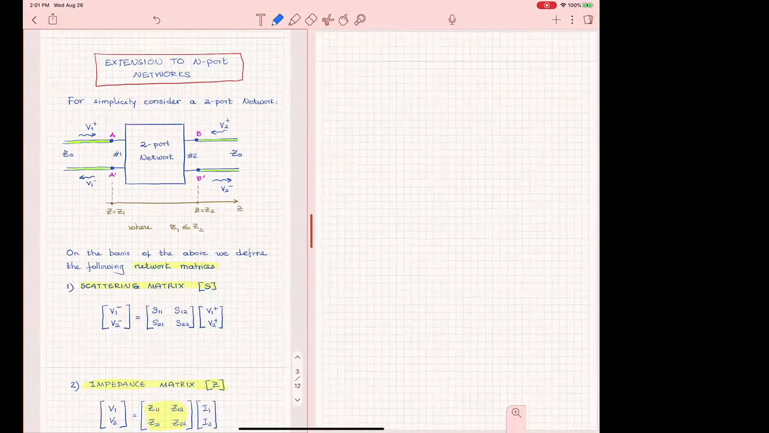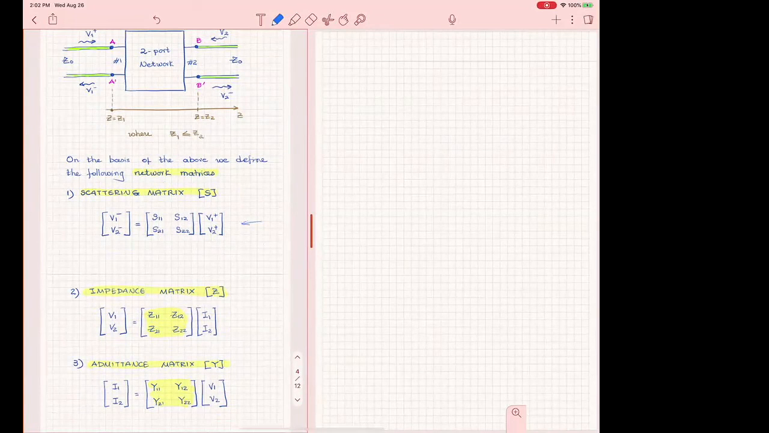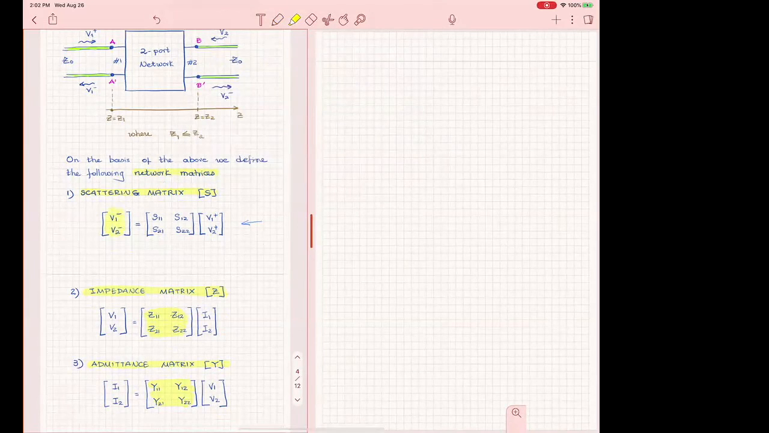As a result, we can go from a single parameter to introducing matrices. So we introduce here, as you can see, the scattering matrix. The scattering matrix is nothing else but a relation between a vector that has as elements the reflected voltages and another vector, the vector of the incident voltages. The relationship between these two vectors is called the scattering matrix, S.